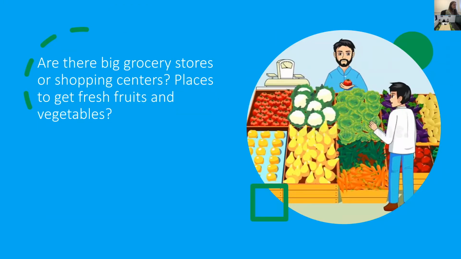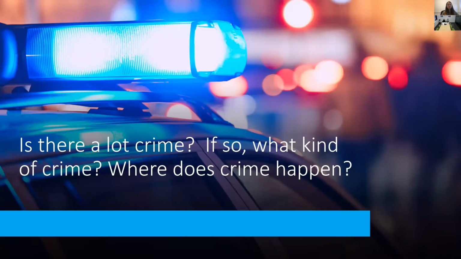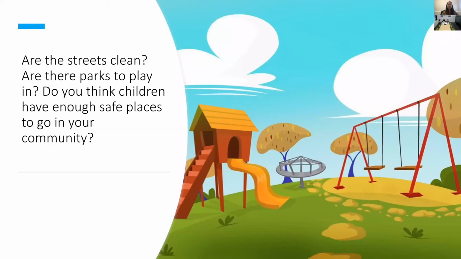Are there big grocery stores or shopping centers, places to get fresh fruits and vegetables? Is there a lot of crime? If so, what kind of crime? Where does crime happen? Are the streets clean? Are there parks to play in? Do you think children have enough safe places to go in your community?